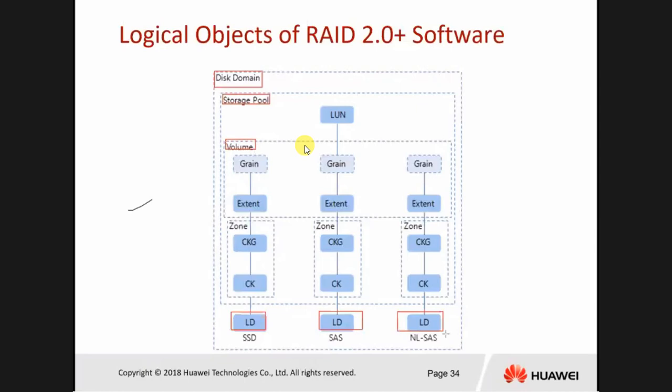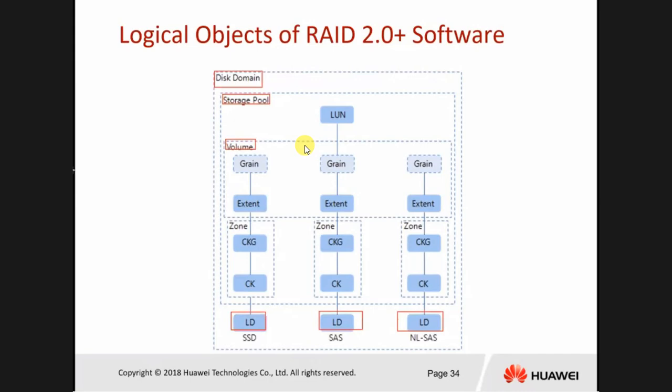Okay, if you put in one SSD storage, you just consider that SSD as logical drive number one, SSD. Okay, so if you put in a SAS, then this logical drive will be a SAS logical drive. Nearline SAS logical drive.